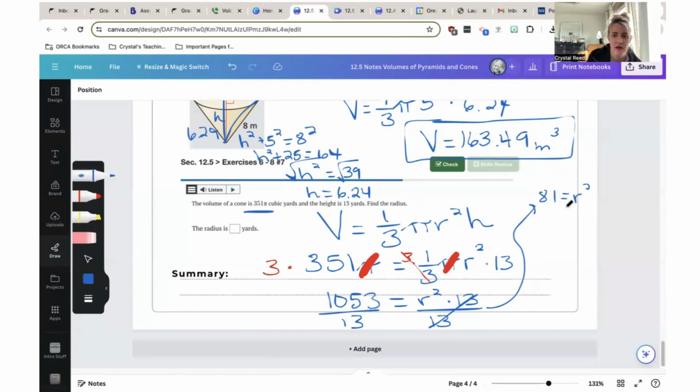Well, in order to solve for that r, we need to square root both sides. What's the square root of 81? 9 times 9 is 81, so the answer is 9. 9 is our radius, so our radius is 9 yards.